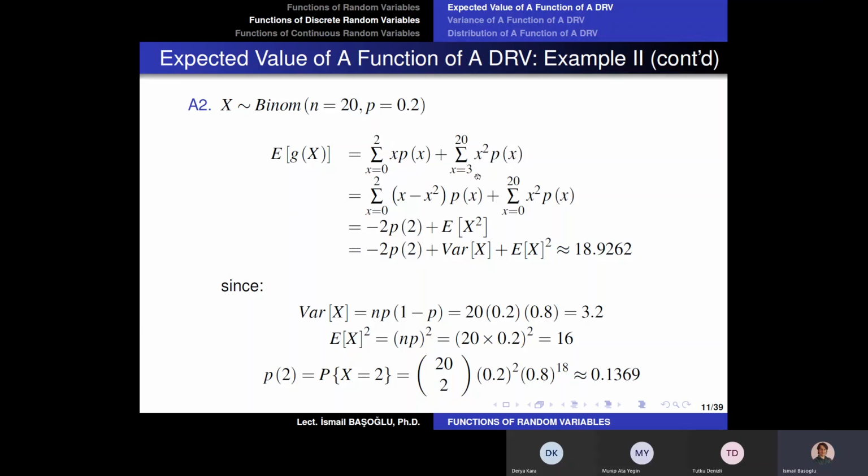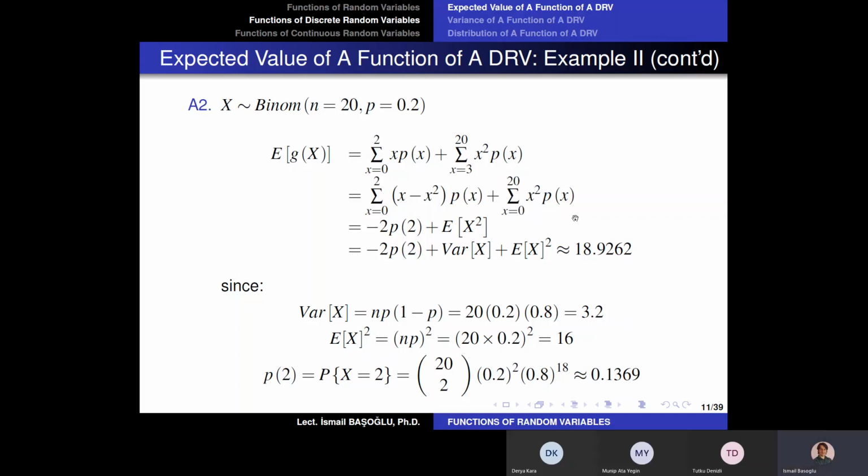Now I am going to do a magic trick. Let's say I make the summation not from 3 to 20, but from 0 to 20. But if I do that, I also need to subtract these x squared times p of x values, right? Because I am going to add x squared p of x values from 0 to 2 in that summation. Now I need to subtract these same values from 0 to 2 as well. So I am going to make this replacement. I will say that the first summation would be from 0 to 2 of x minus x squared times p of x, and the second summation will be from 0 to 20.